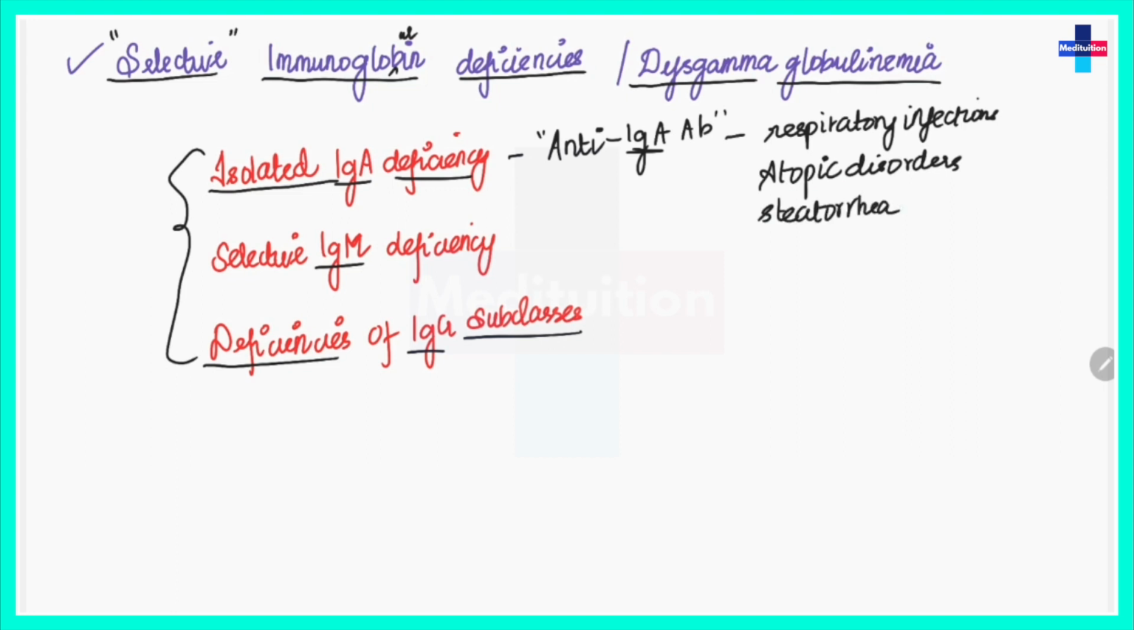Then the second one we will see is selective IgM deficiency, and this deficiency is mostly associated with patients who are getting septicemia. And in deficiency of IgG subclasses, the patient is predisposed to getting chronic progressive bronchiectasis.